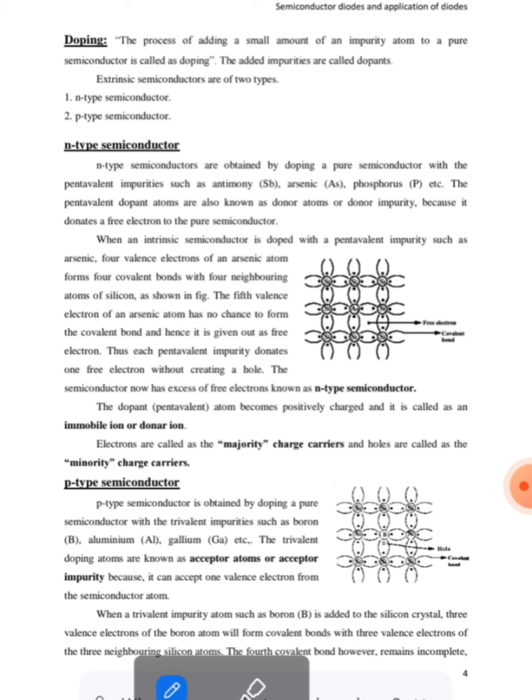That is, to silicon and germanium, we are going to add atoms which have 5 valence electrons, and such atoms are antimony, arsenic, phosphorus, etc. So, the pentavalent dopant atoms are also known as donor atoms or donor impurity because it donates a free electron to the pure semiconductor.